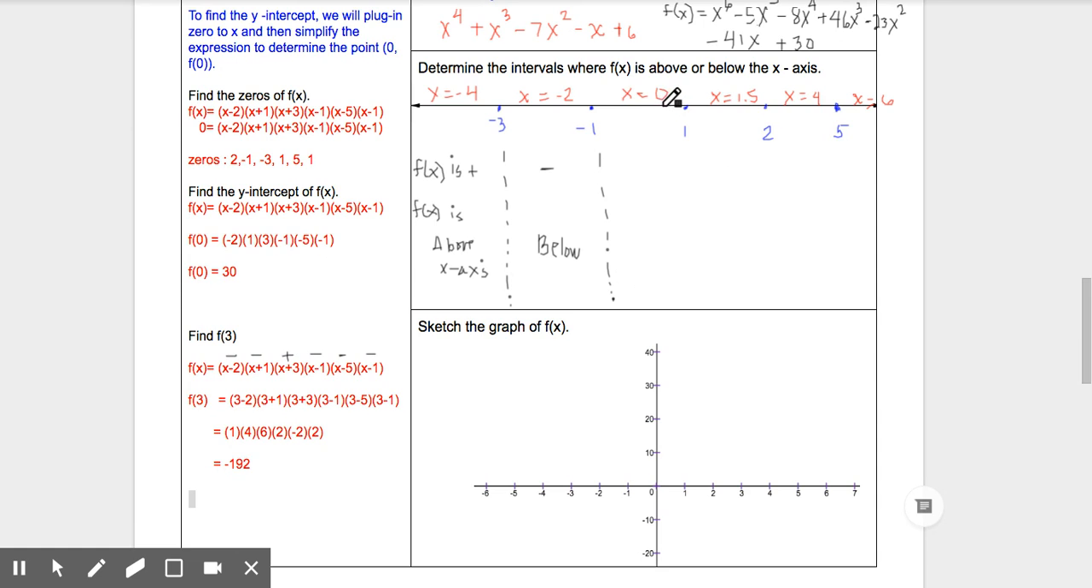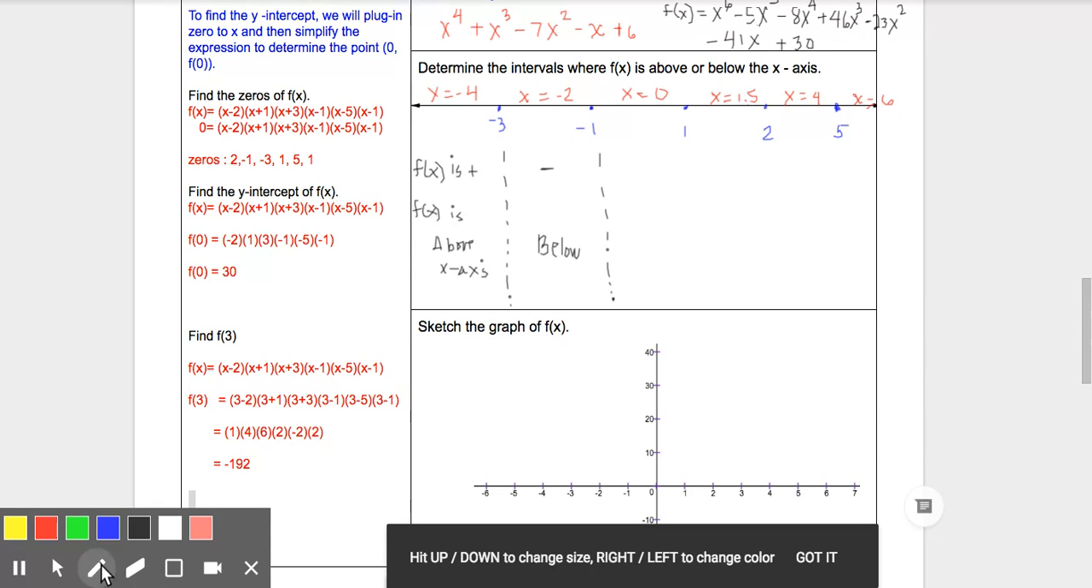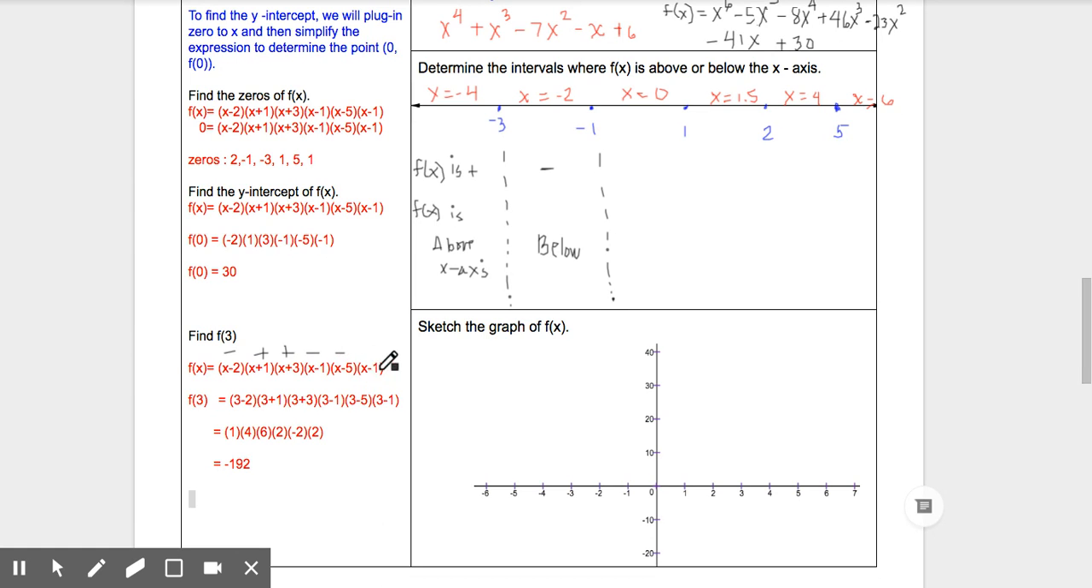Now, in this section, x equals 0, we're going to use x equals 0. So let's erase this. 0 minus 2 is negative, 0 plus 1 is positive, 0 plus 3 is positive, 0 minus 1 is negative, 0 minus 5 is negative, and 0 minus 1 is negative again. So we now have 1, 2, 3, 4 negatives, an even number of negatives. That gives us a product of positive. And then we multiply by 2 positives, the result will still be positive. So f of x is positive in this section, and therefore f of x is above the x-axis.